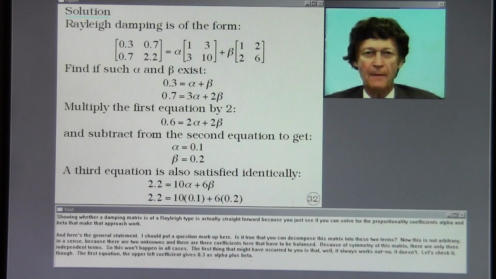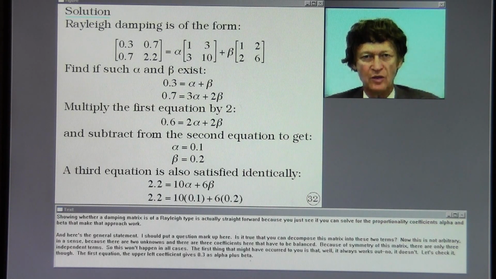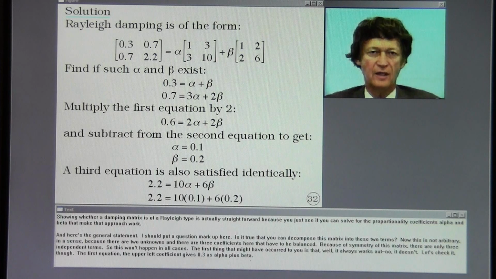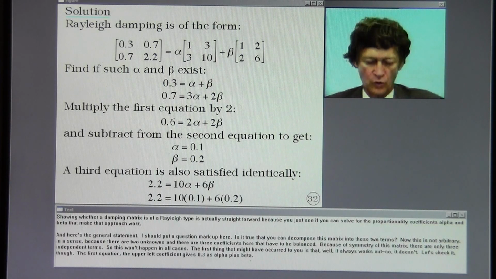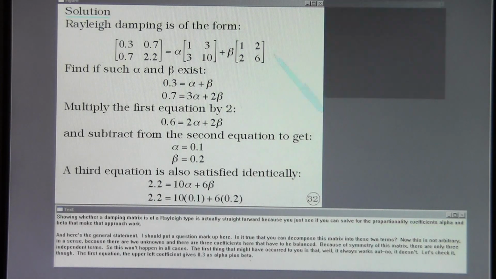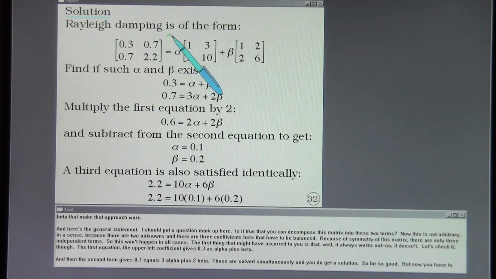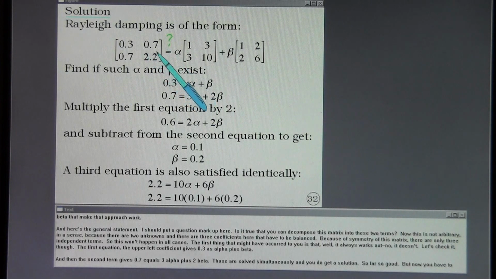Showing whether a damping matrix is of a Rayleigh type is actually straightforward, because you just see if you can solve for the proportionality coefficients alpha and beta that make that approach work. And here's the general statement. I should put a question mark up here. Is it true that you can decompose this matrix into these 2 terms?